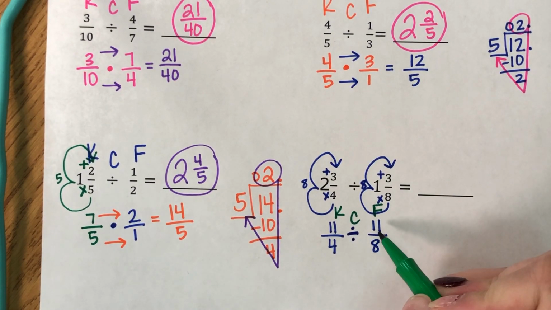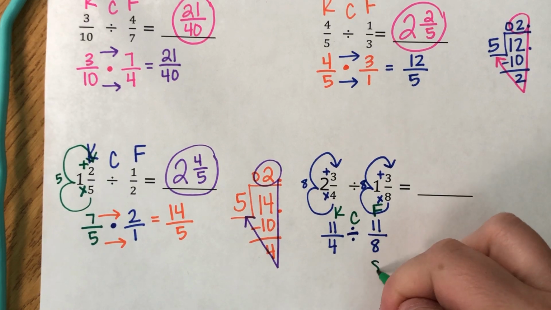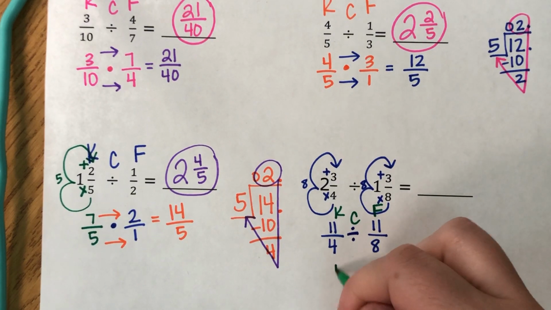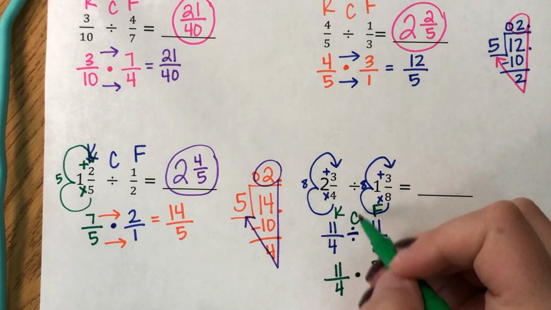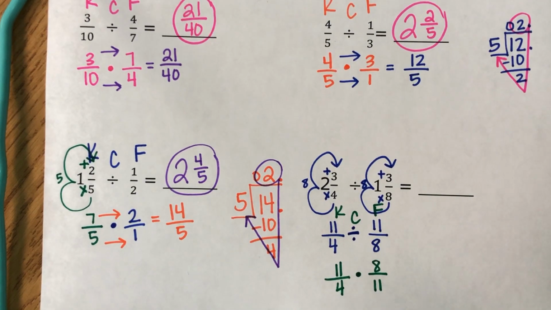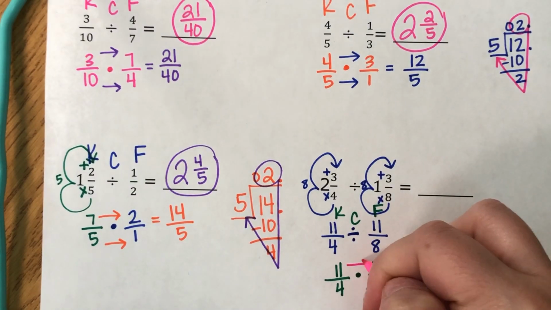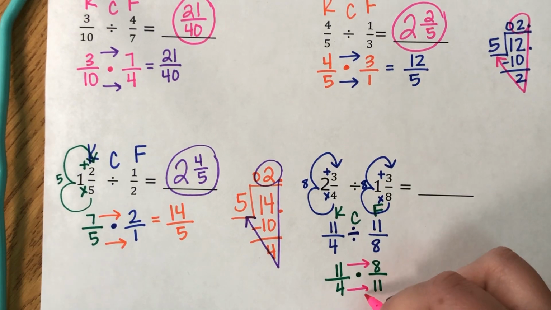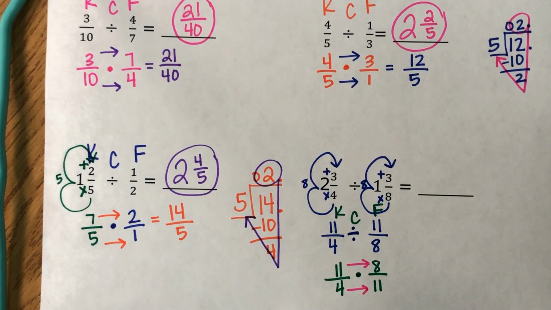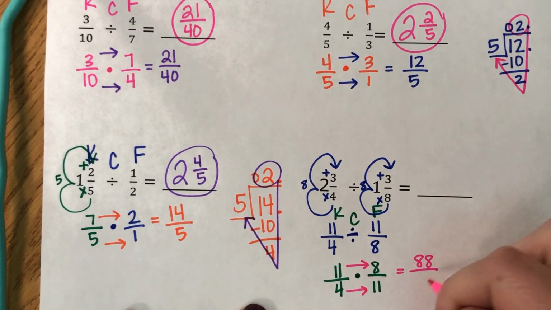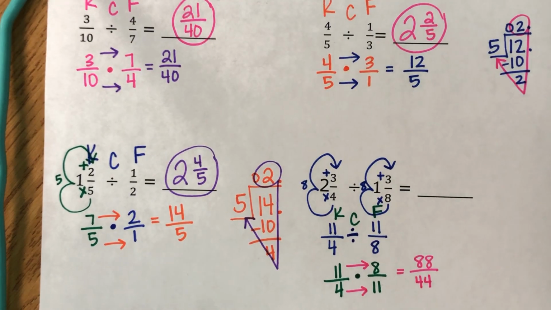Remember, dividing fractions, don't ask why. Flip the second and multiply. So we keep, we change to multiplication, and we flipped the fraction over. We found the reciprocal. So now I am ready to top times top, bottom times bottom. And I know 11 times 8 is 88. And 4 times 11 is 44.